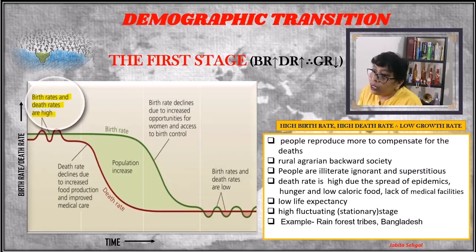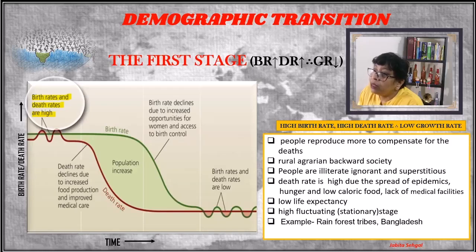This stage indicates high birth rate, high death rate, therefore the growth rate is low. You see, 200 years ago, all the countries of the world were in this stage, and then the race started. Some countries reached the second stage and some of the countries reached the third stage, whereas some of them are still in the first stage.